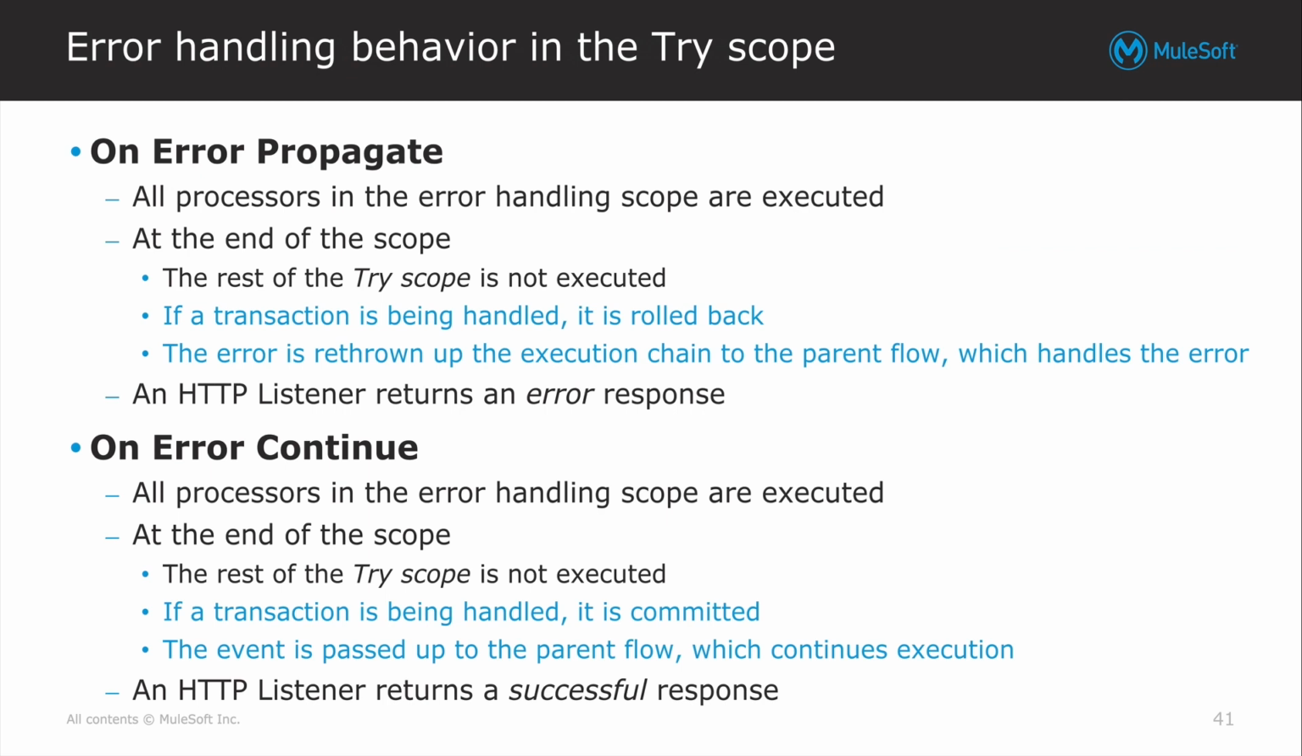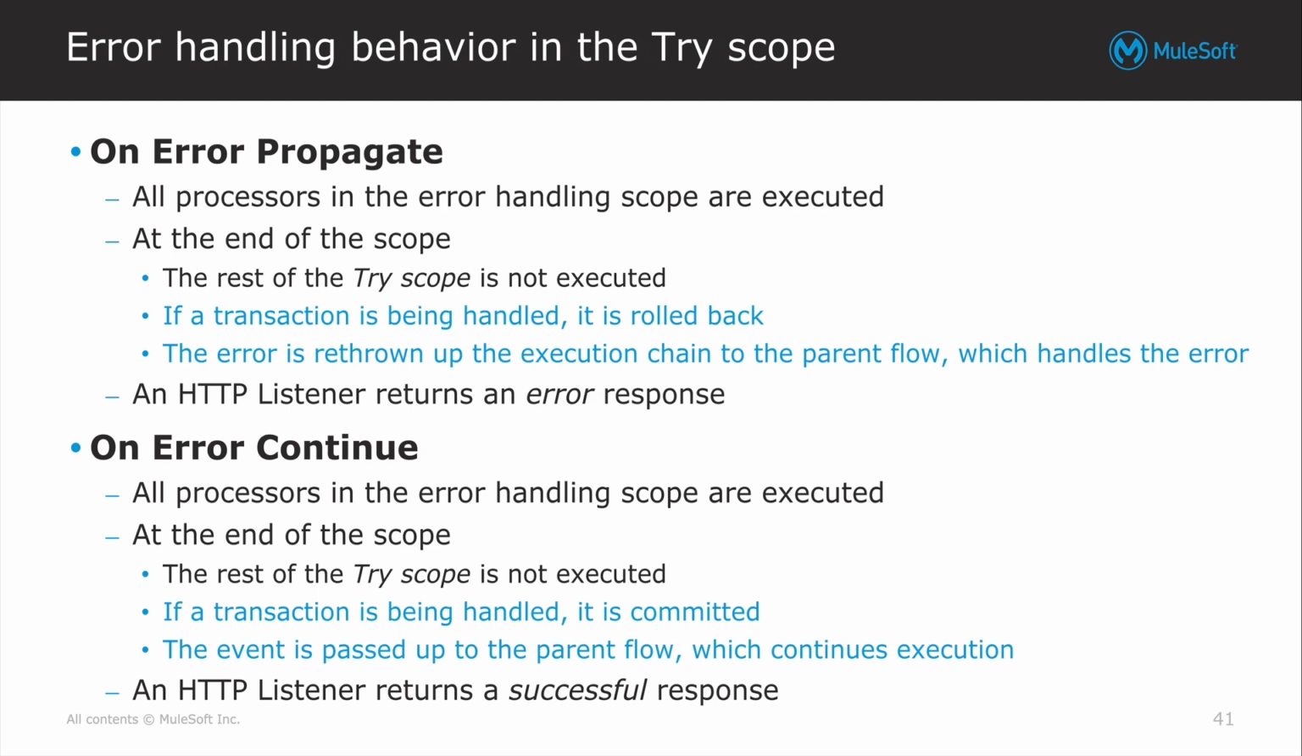The rules for error handling in a try-scope are similar to what you previously learned. When an error occurs in a try-scope, the Mule event is passed to the try-scope error handler, and all processors in the appropriate error scope are executed. When the error scope completes, all remaining processors in the try-scope are ignored, and the Mule event is returned to the parent flow. One difference is that you can optionally configure a try-scope as a transaction, so the operations are considered one unit that either succeeds or fails.